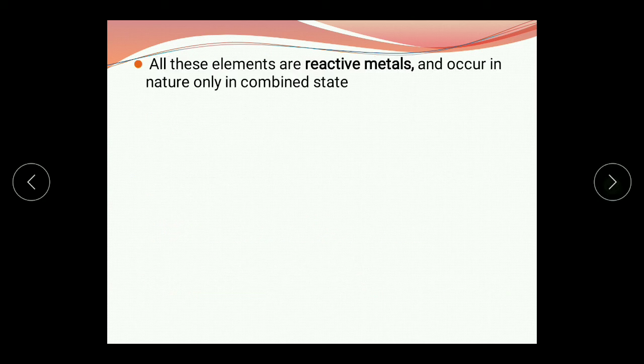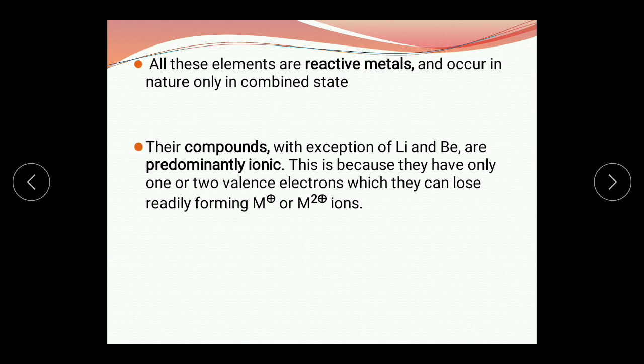As the name suggests, all these elements are metals, and they are very reactive metals, or we can say strong metals. Hence, they don't occur in the free state in nature. They always occur in a combined state, that means in the form of compounds. Their compounds are particularly ionic. Except for a few exceptions like lithium and beryllium, all other elements form ionic compounds.